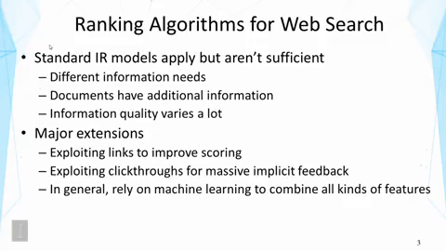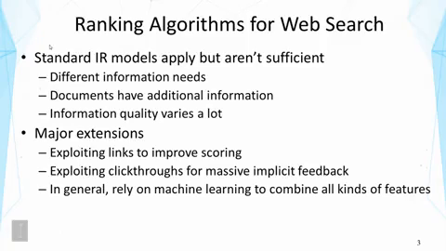Secondly, documents have additional information, and web pages are well formatted. There are a lot of other clues, such as the layout, the title, or link information again. So this has provided the opportunity to use extra context information of a document to improve scoring. And finally, information quality varies a lot. So that means we have to consider many factors to improve the ranking algorithm.